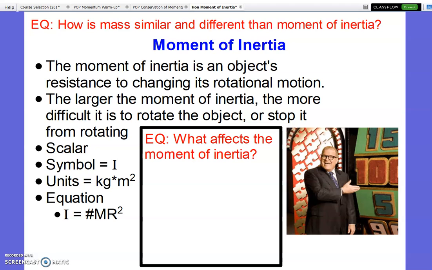Moment of inertia is really the same idea, only applied to a spinning object. So the moment of inertia is an object's resistance to changing its rotational motion. If an object is spinning, it wants to keep spinning. And the number of the moment of inertia tells us how difficult it is to stop the object from spinning or to get it started spinning in the first place.